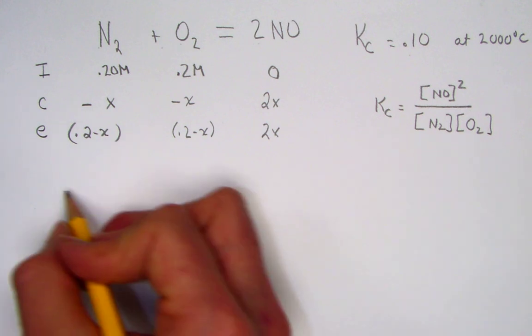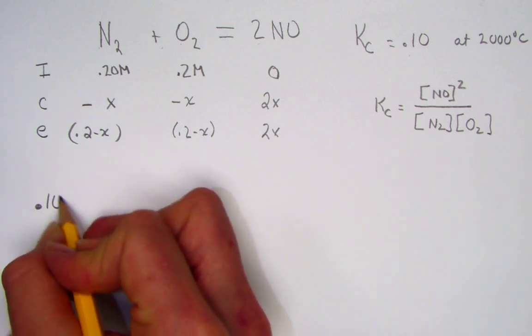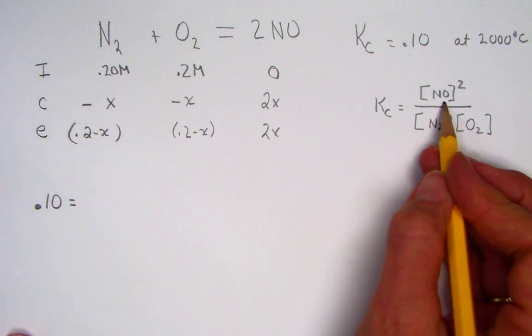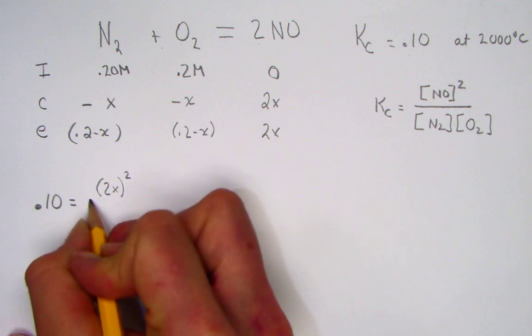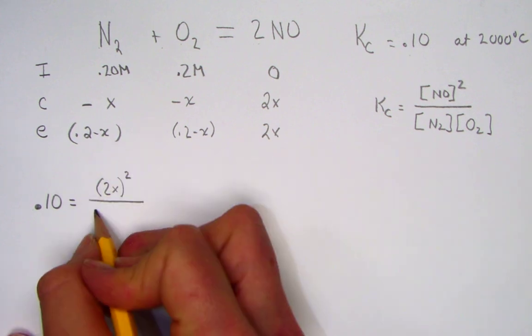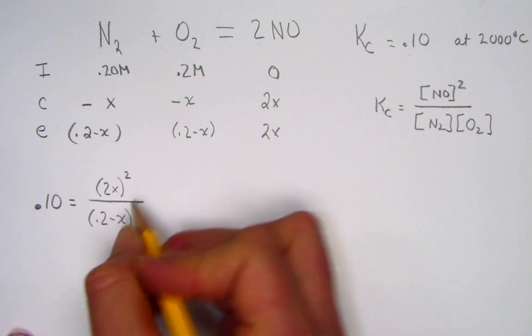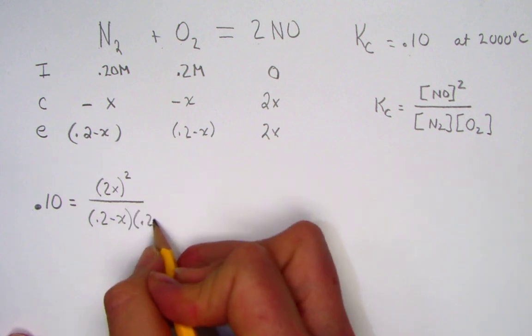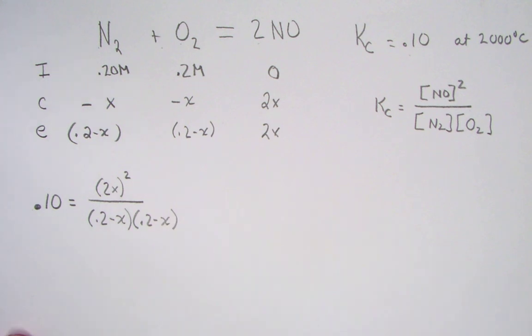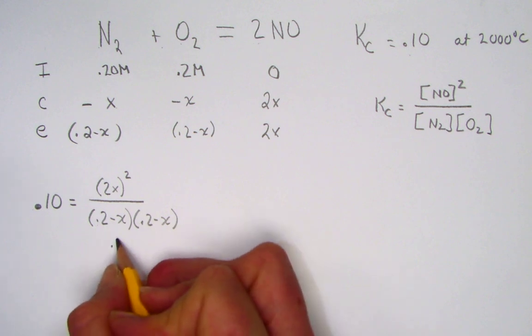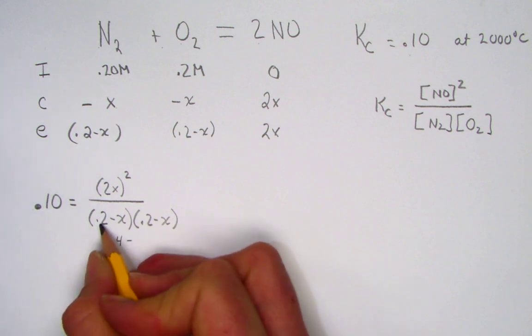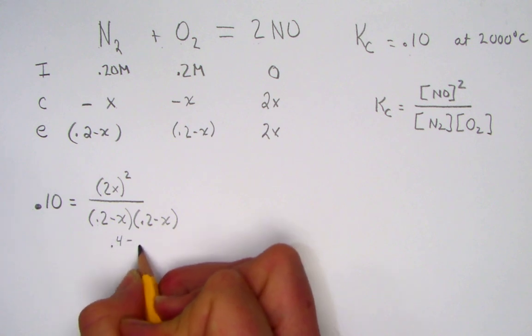So using this setup, Kc is given to us as 0.10. The concentration of the product is 2x squared, over the concentration at equilibrium, 0.2 minus x, times the concentration of the oxygen at equilibrium, 0.2 minus x. Let's solve for x, the value of the change in the reactants. First, I'm going to FOIL. Down below, 0.2 times 0.2 is 0.04. 0.2 minus x, 0.2 minus x.